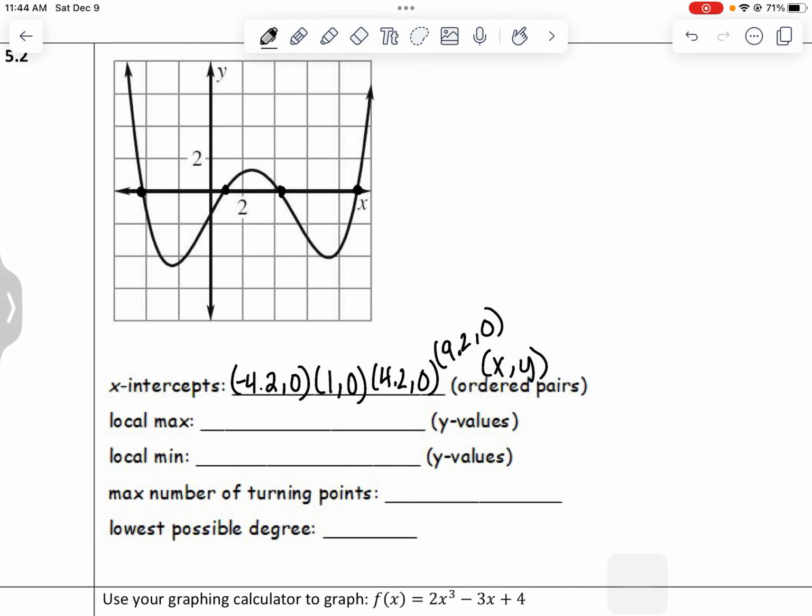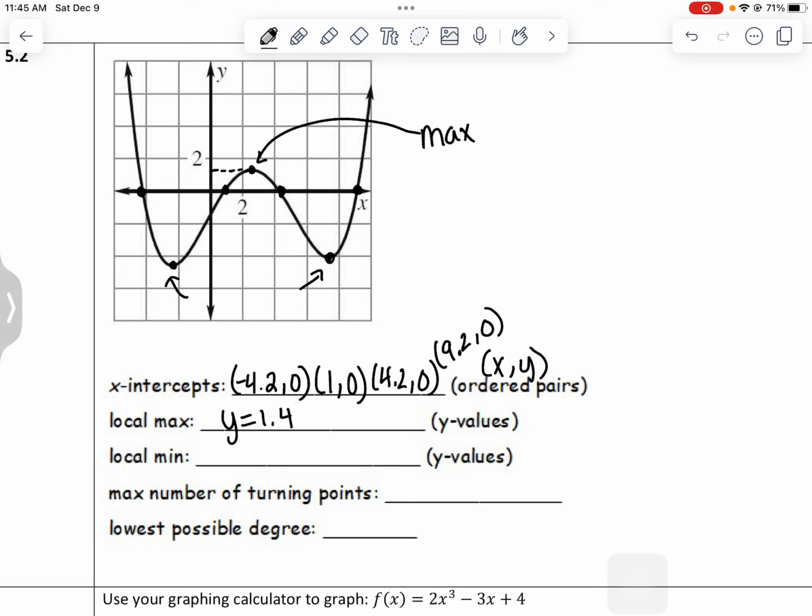We have a maximum value. It won't let me change my pen color or switch to anything else, so I apologize for that. We have a maximum value right here, top of a hill. We're looking at what corresponding y value goes along with that local maximum, and I would estimate like maybe 1.4. Y equals 1.4. Then we have 2 minimum values. Right here is 1, and then right here is 1.